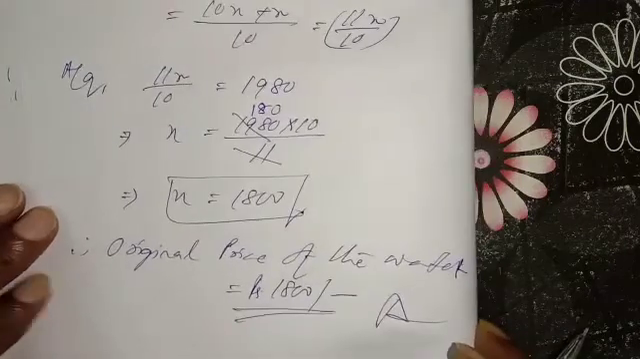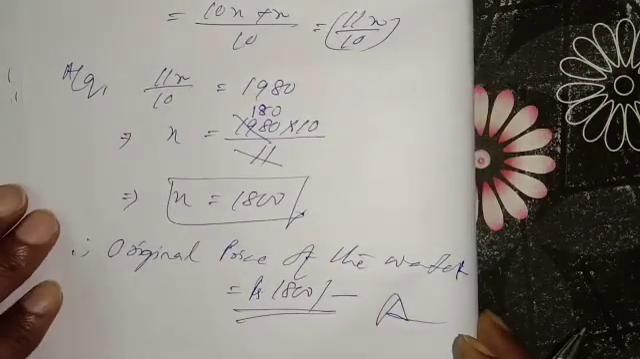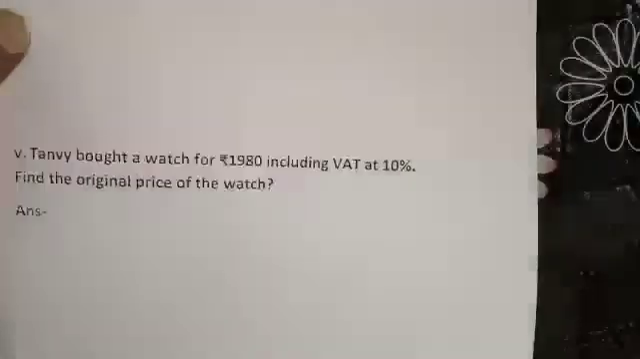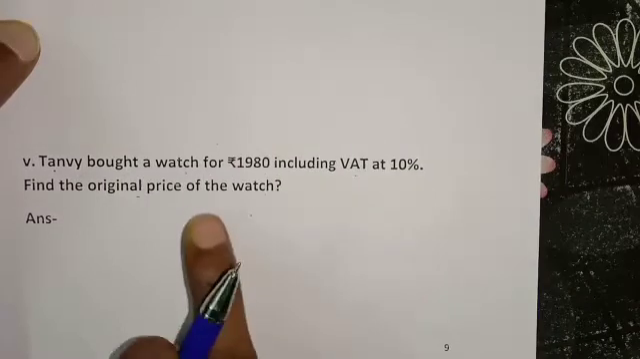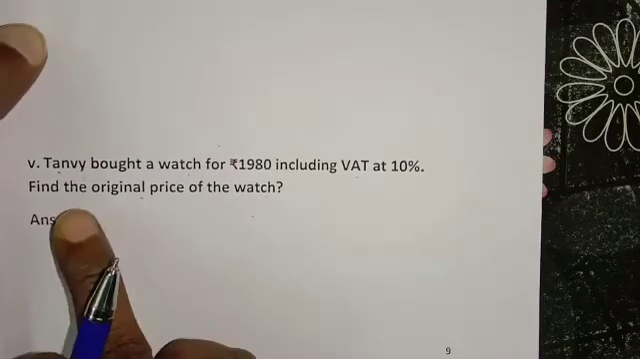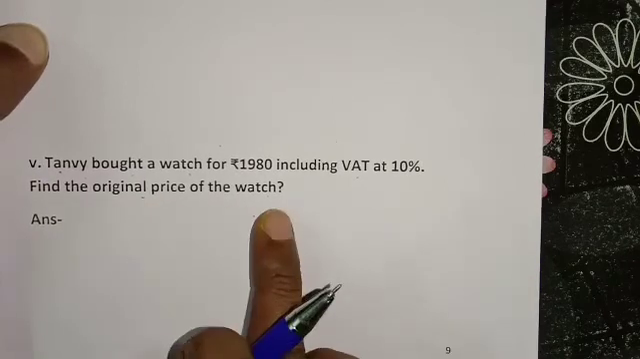This is an important question paper. The questions I am solving one by one. I think it is clear. Tanvi bought a watch for rupees 1980, including VAT at 10%. Find the original price of the watch.